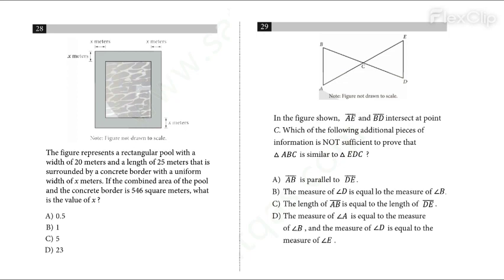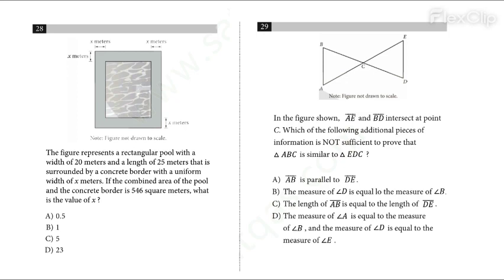The measure of angle D is equal to the measure of angle B. Once again, that doesn't work because if you have two angles that are the same in similar triangles, you know that they're similar. Okay, C. The length of AB is equal to the length of DE.